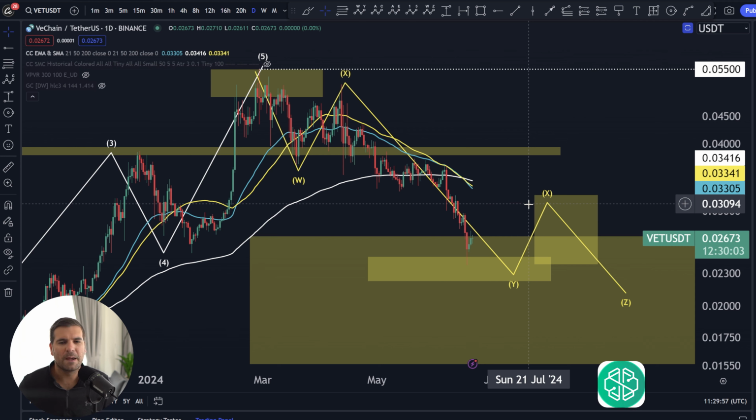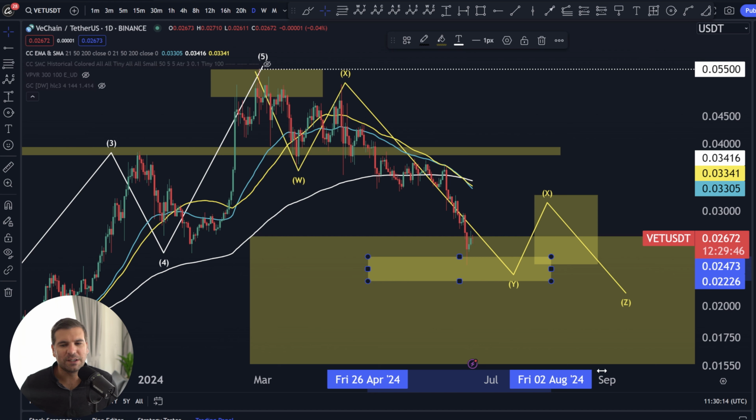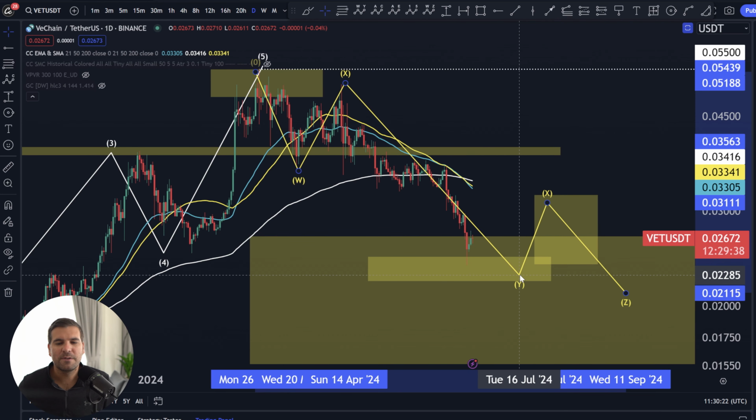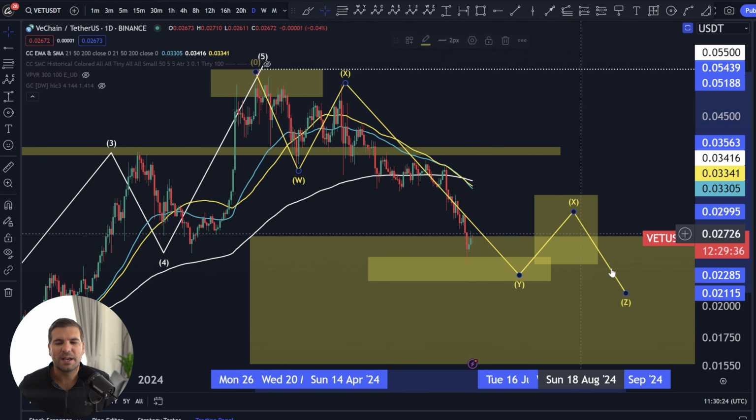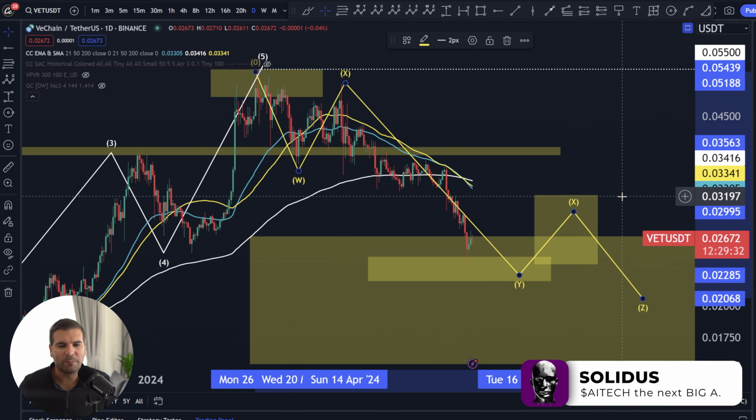So we did see a little bit of a sell-off here, but I think we're getting close to a reversal for Vechain, at least in the short to medium term. Now, we were in the previous video talking about the price moving down to 2.226 and 2.473. Okay, this is the range down here of our Y wave, and then we're looking for a bounce up into an X wave before we potentially come down a little bit deeper into a final Z wave movement.